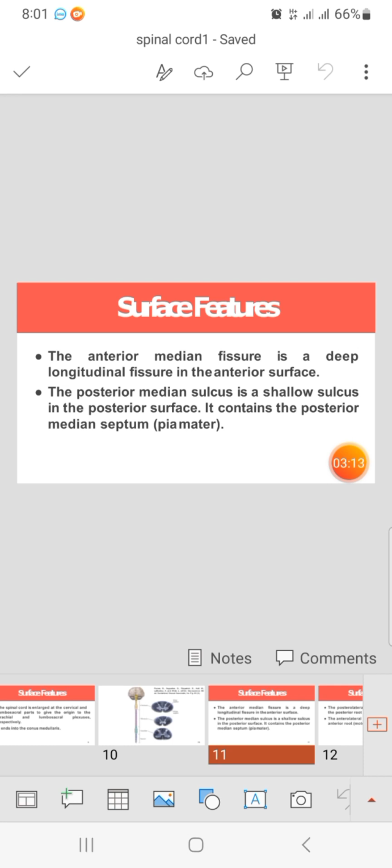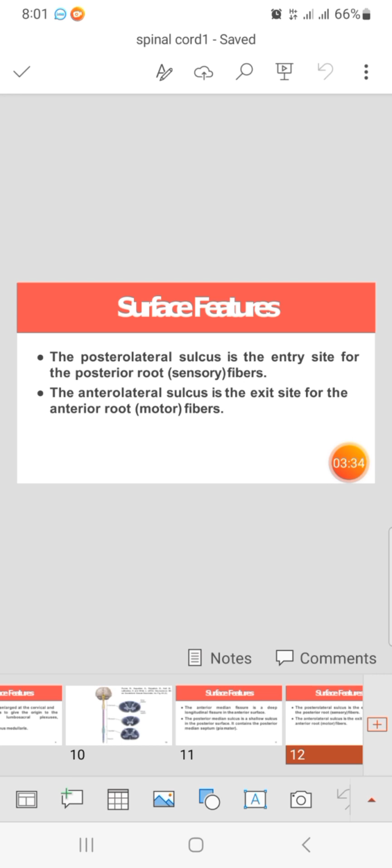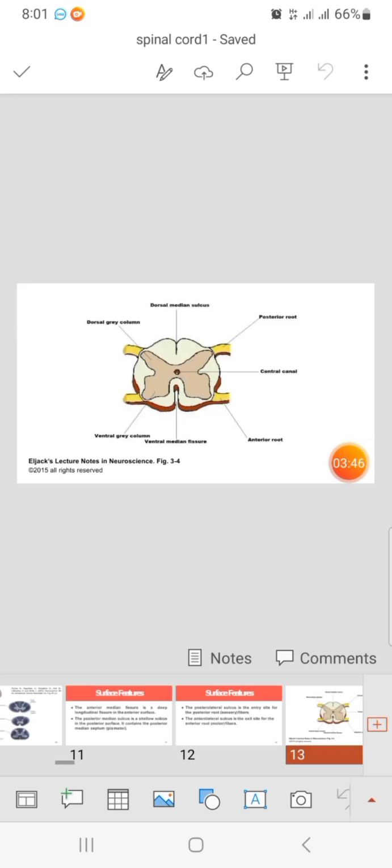And then we will discuss its internal features and the external features. The anterior median fissure is a deep longitudinal fissure in the anterior surface of the spinal cord, while the posterior median sulcus is a shallow sulcus in the posterior surface. It contains the posterior median septum. The posterolateral sulcus is the entry site for the posterior root fibers, while the anterolateral sulcus is the exit site for the anterior root motor fibers.